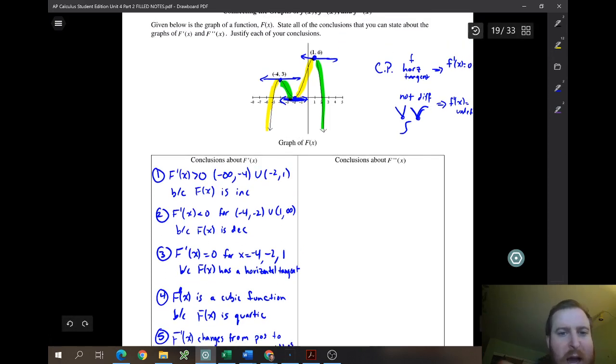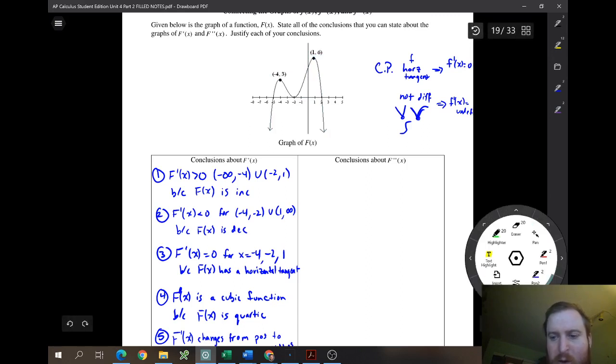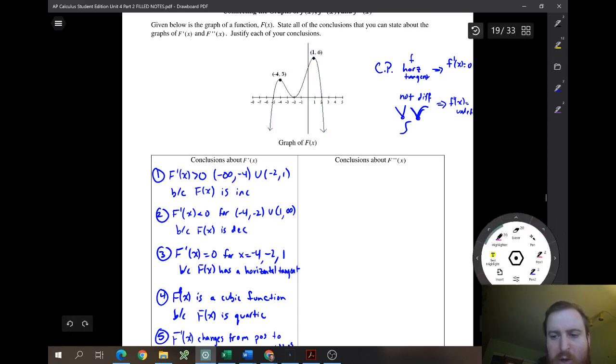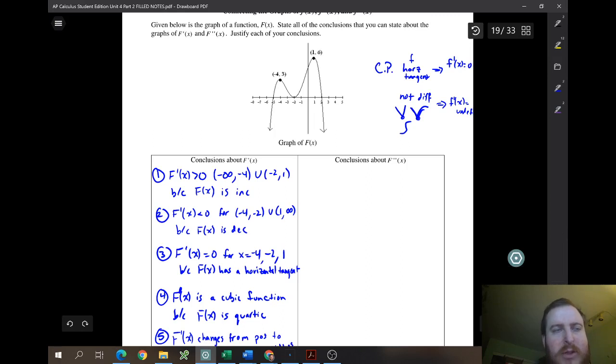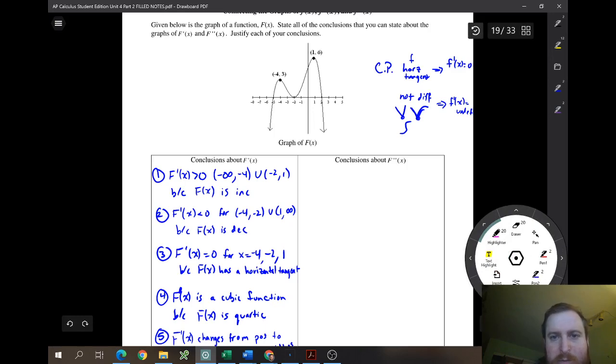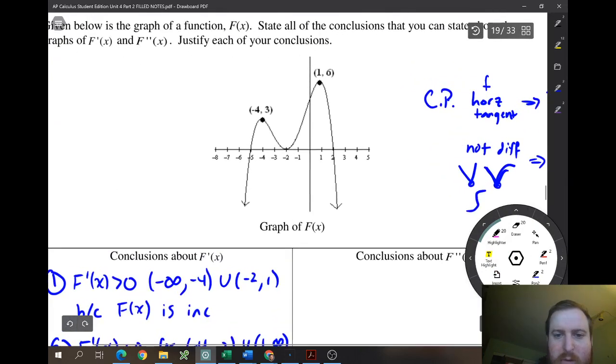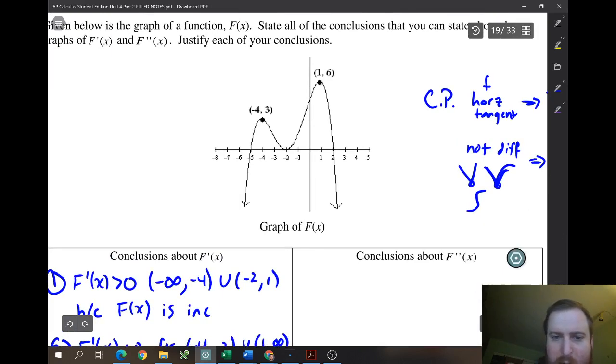I have a tablet, so this is easier. I can erase this. But if you were doing pencil, it might be good to erase or use another color. But now we're going to look more into the sections of concavity and make those types of conclusions. It's a little bit hard to fully pick out where these change between concave up and concave down. This graph, I should have done a better job of making that clear. But let's look at, okay, where is this graph concave down?